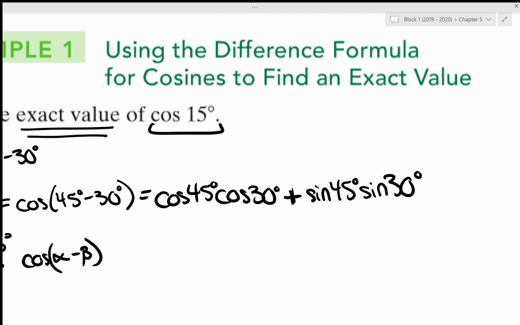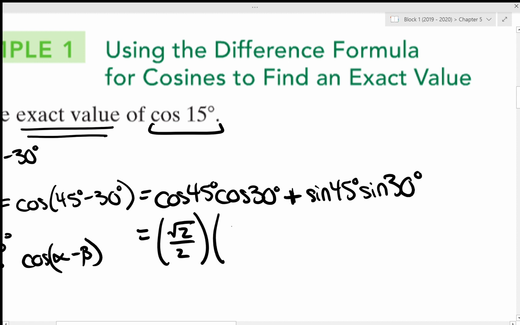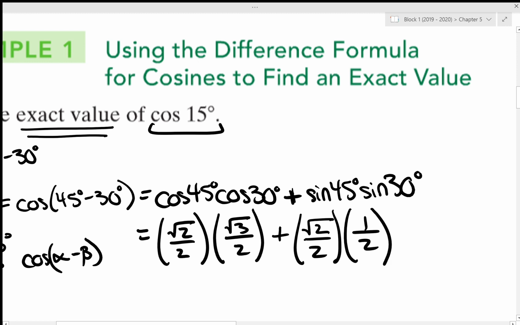Please remember, on your unit circle, cosine is x, sine is y. So cosine of 45 degrees, we should get square root of 2 over 2. Cosine of 30 degrees is square root of 3 over 2. Plus sine of 45 is square root of 2 over 2, and sine of 30 is 1/2.